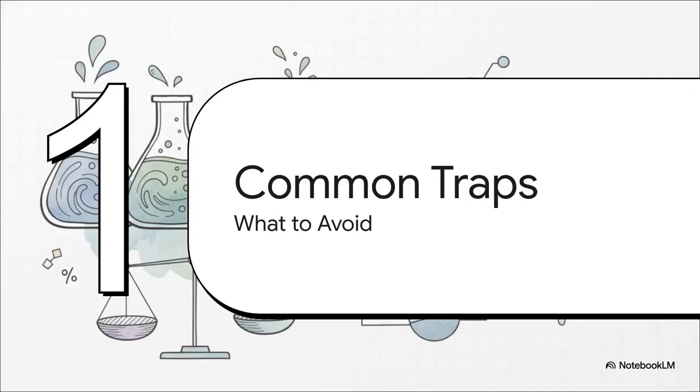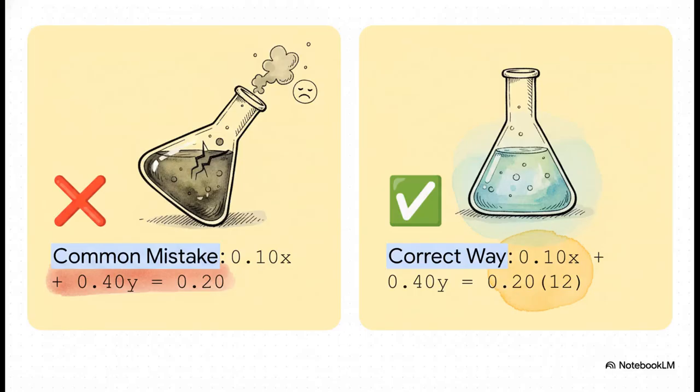Okay, so now that you've got the method down, I want to quickly talk about 2 really common traps that people fall into with these problems, just so you can watch out for them and not make the same mistakes. Listen up, because this is, without a doubt, the #1 mistake I see people make. In that first acid problem, people will often write that the ingredients add up to just 0.20, just the final percentage. And that's wrong. No. Remember, it has to add up to 0.20 times the total amount, so it's 0.20 times the 12 liters. Please, whatever you do, never ever forget to multiply that final percentage by the final total.